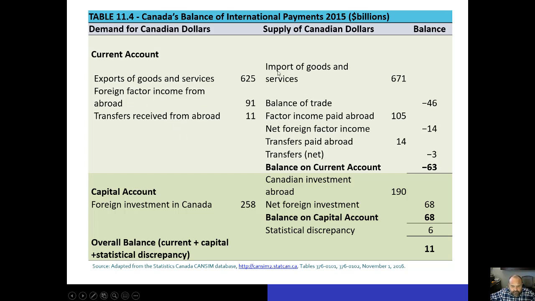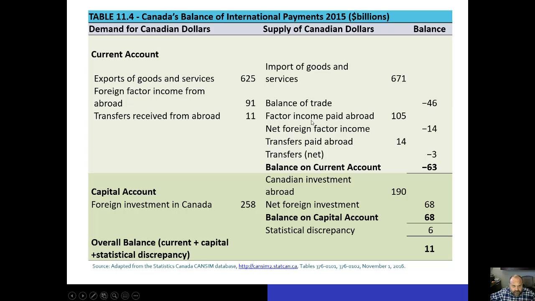On the other hand, imports would be the opposite. That's an increase in the supply of Canadian dollars. People would want to be selling their Canadian dollars to buy foreign currency. And so in this case in 2015, that was 671. So the balance of trade would be the difference between exports and imports, and that is negative 46.